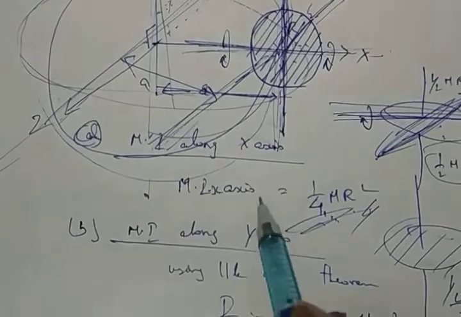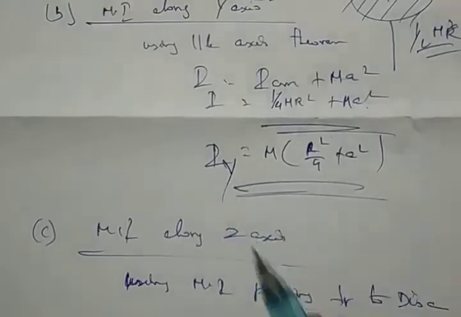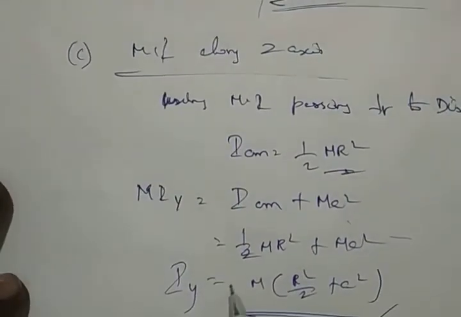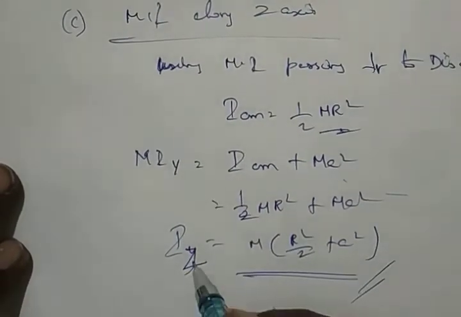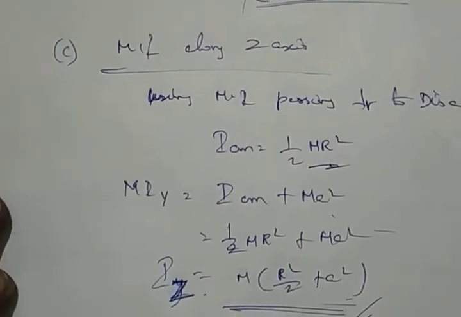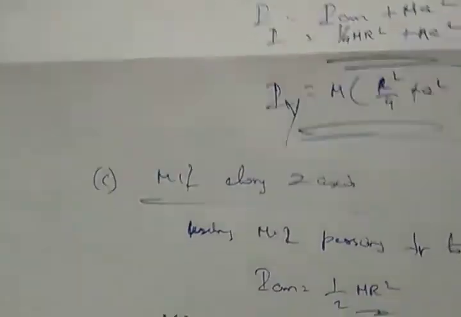So, moment of inertia along the x-axis, moment of inertia along the y-axis, sorry, this is the y-axis. This is the moment of inertia along the z-axis, please. The last part is the moment of inertia along the z-axis, this value. So x, y, z, all things are done here with explanation.